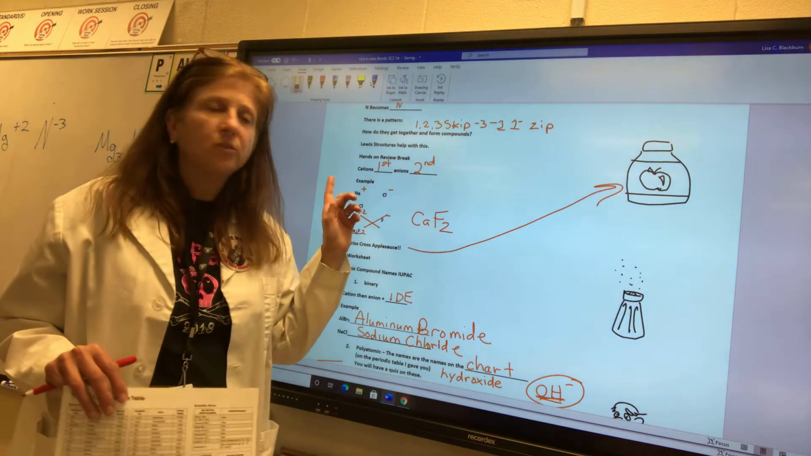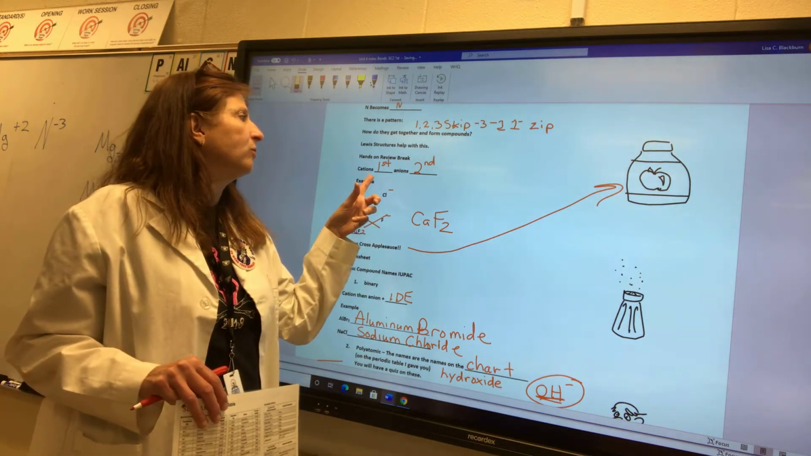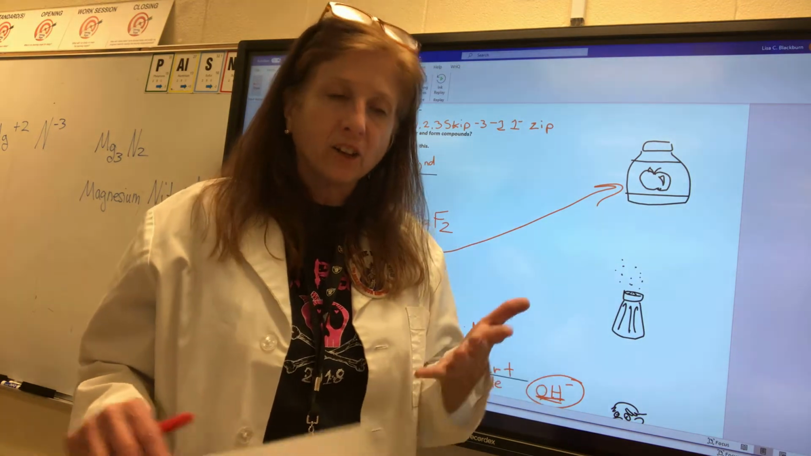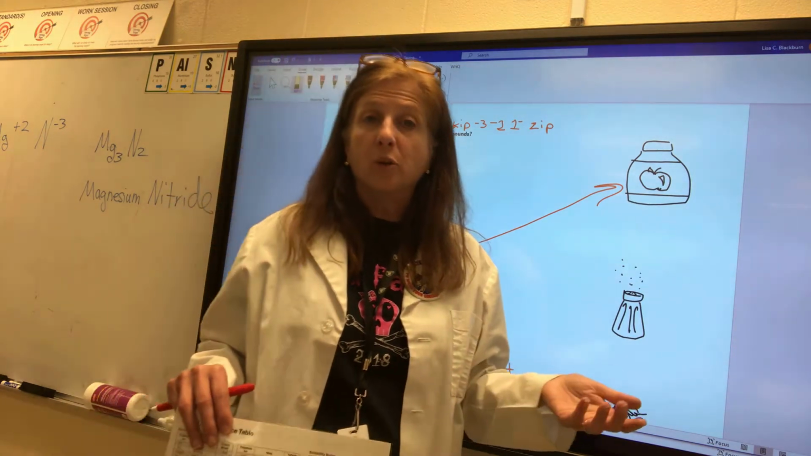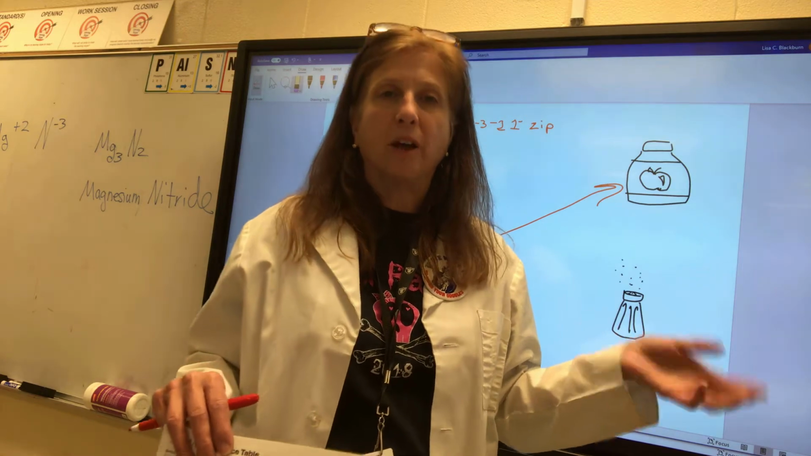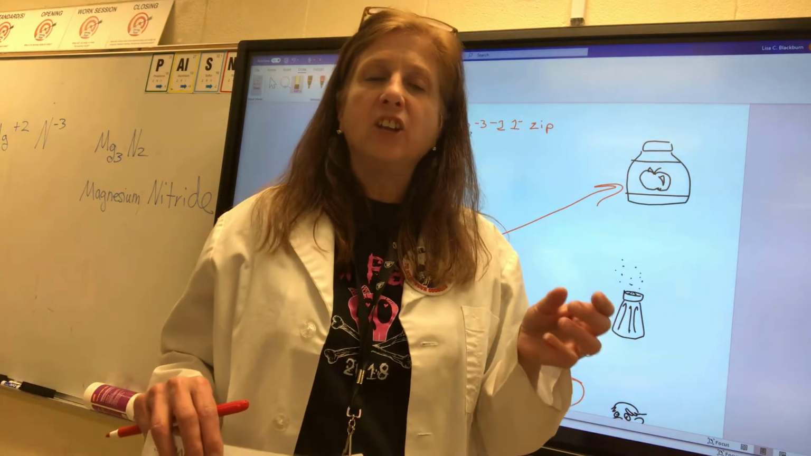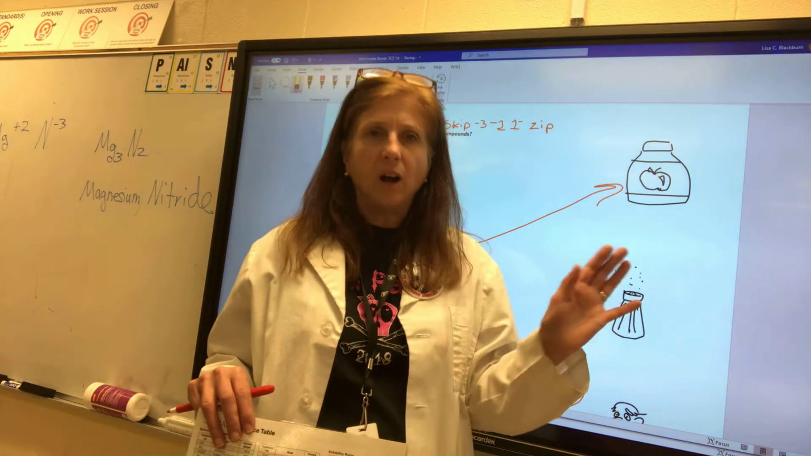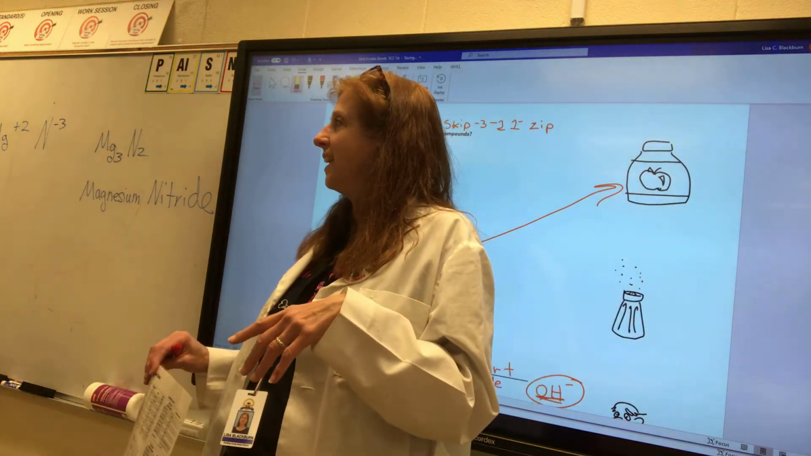There are some rules. You always write the cation first and the anion second. So our classic little compound we think of here is sodium chloride. It is an ionic compound, table salt. And it's called sodium chloride, not chloride sodium. Always cation first, anion second.